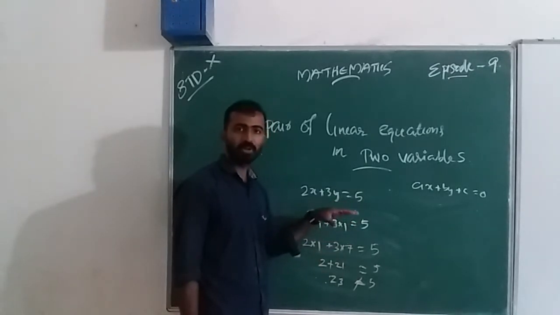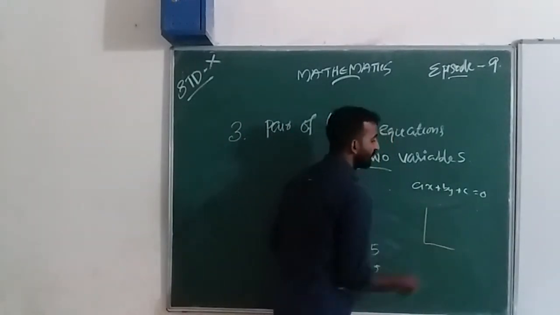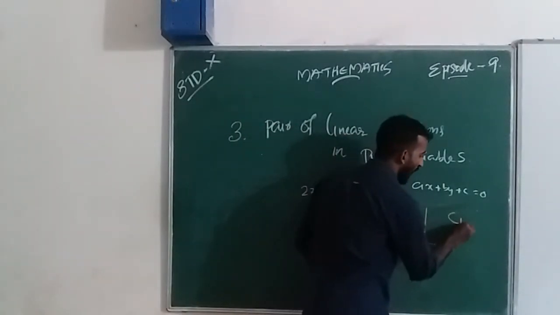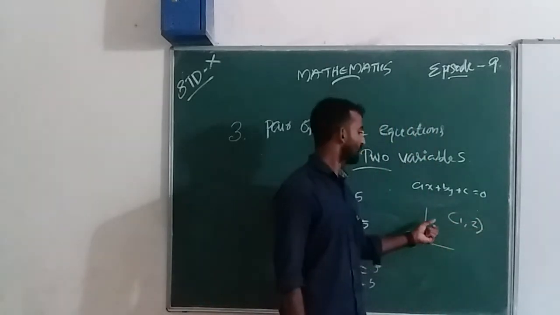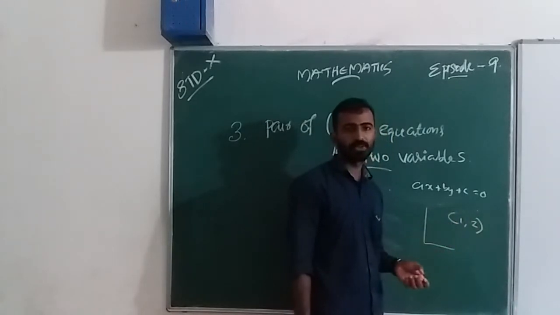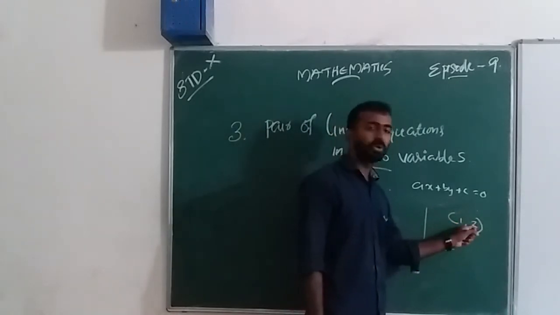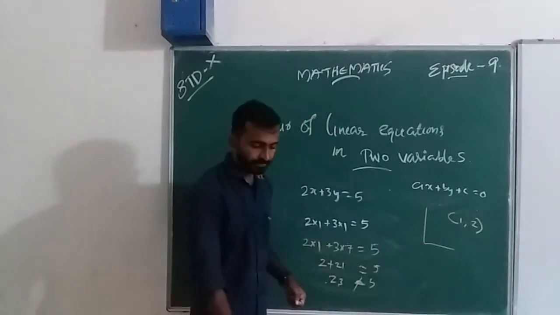The point 1, 1. In a graph, when we write the coordinates, for example 1, 2, here 1 represents the x-axis or x coordinate, and 2 represents the y-axis or y coordinate.